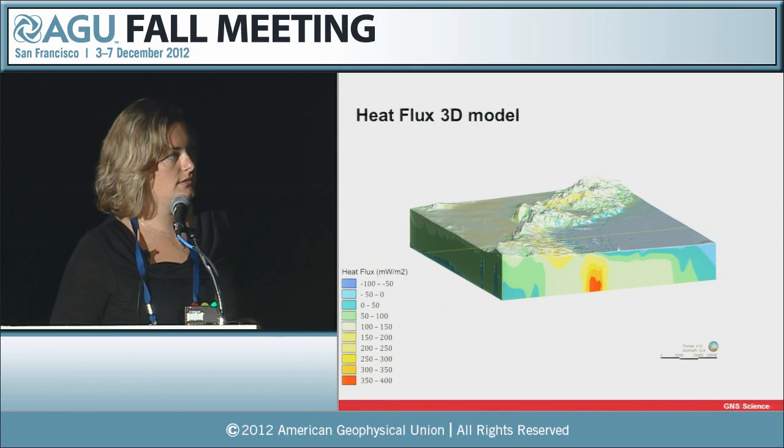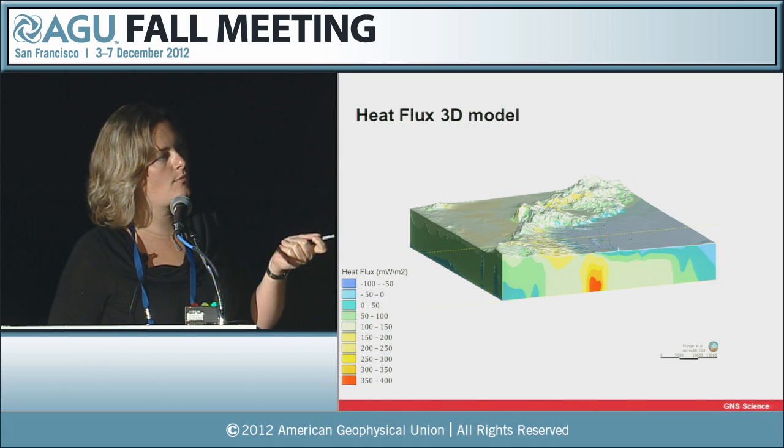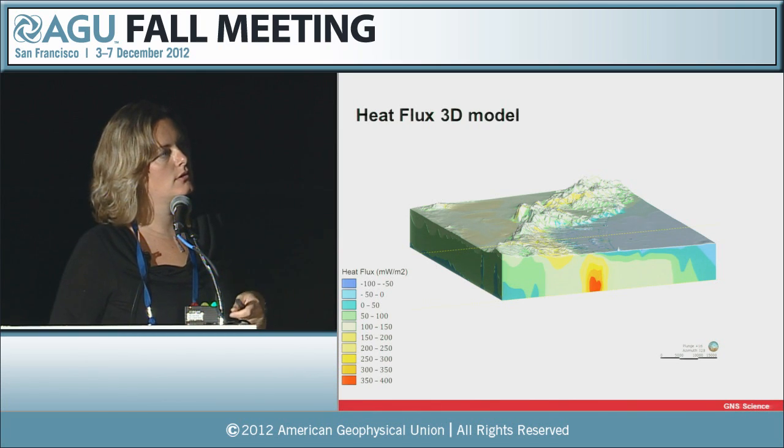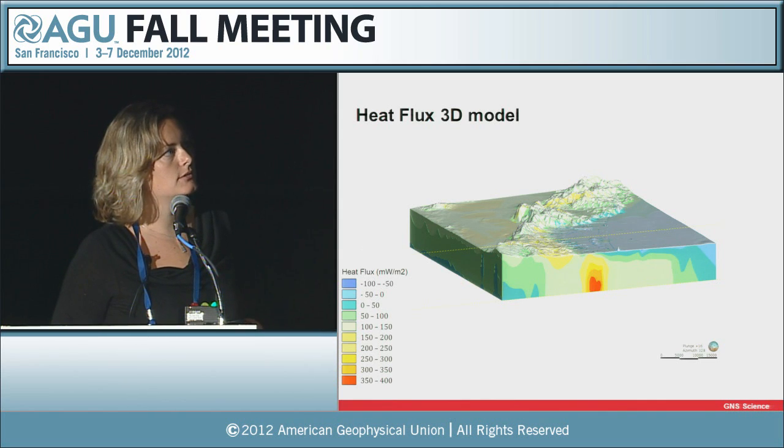So this just shows the heat that's fluxing through the system, and it's quite focused right in the center under Tauranga itself, but there's also some rising heat that's sort of driven by the rainfall coming down off the mountains as well.